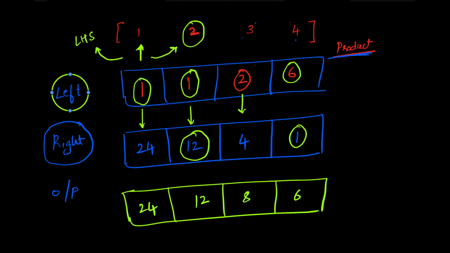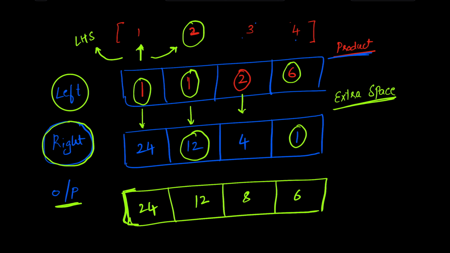With this solution, our time complexity is O of n, as we are running multiple iterations to calculate the LHS and RHS, while the space complexity is also O of n, as we are using 2 arrays, left and right, to record the values of the product.